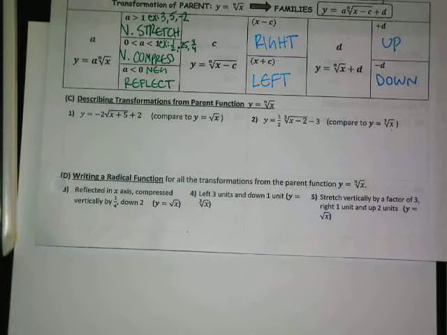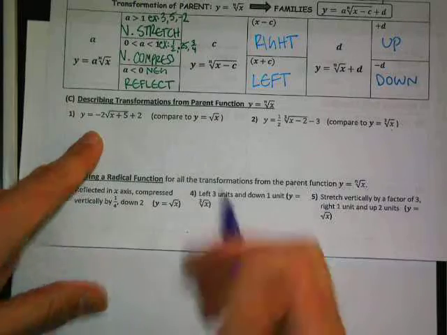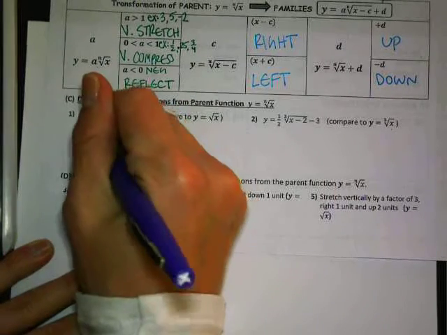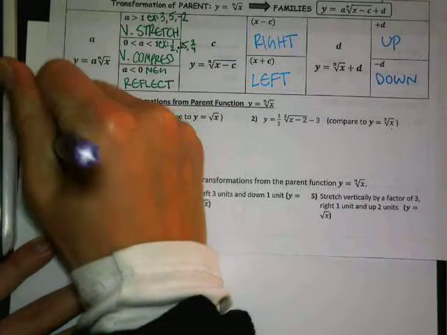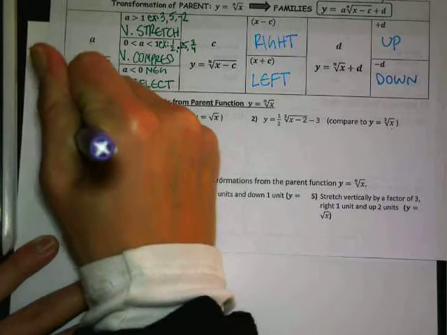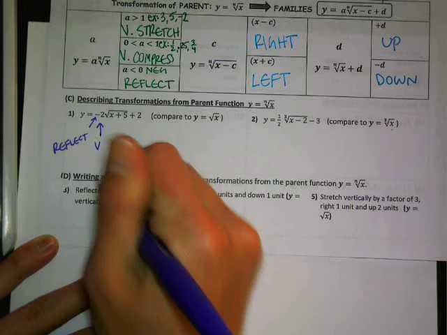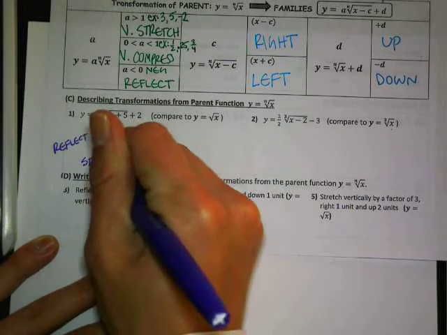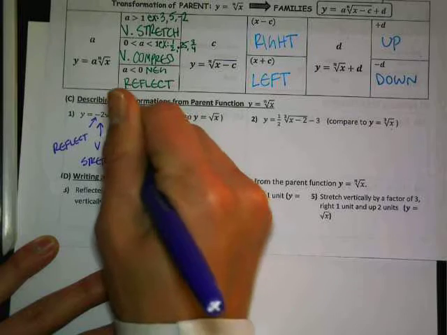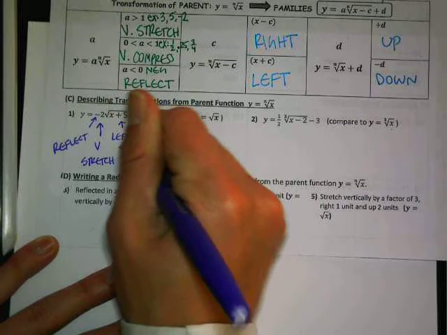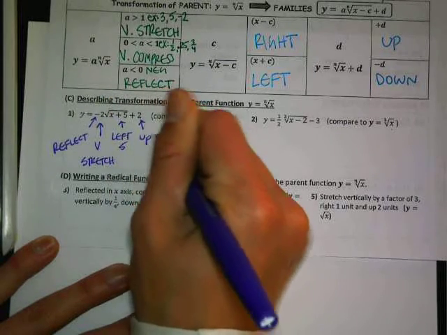Go to C and D. So C and D, all we're doing is describing the translation, and then in D, we're going to go backwards. So, number 1. What is the negative sign? That is a reflection. Reflect, vertical stretch. Okay, so reflect, vertical stretch, left 5, and up 2.